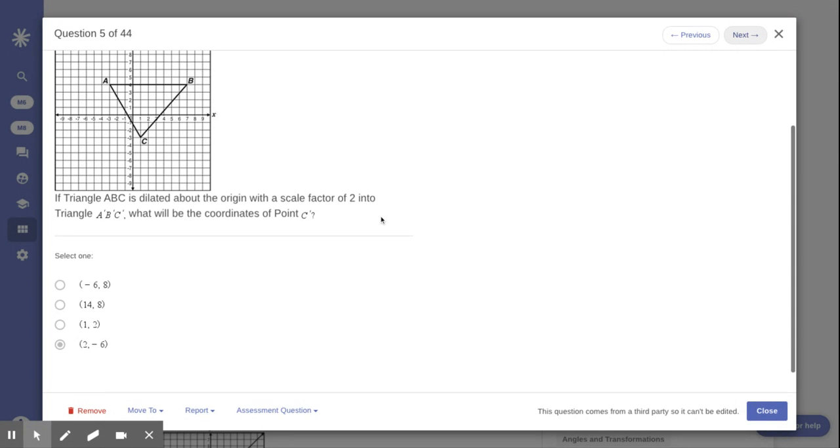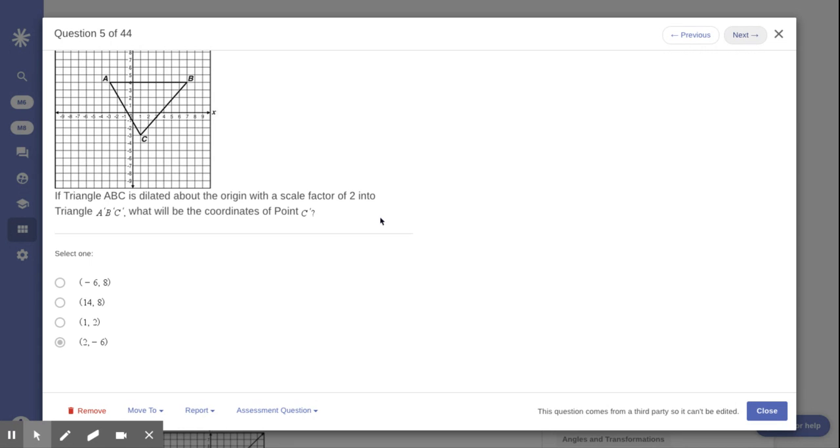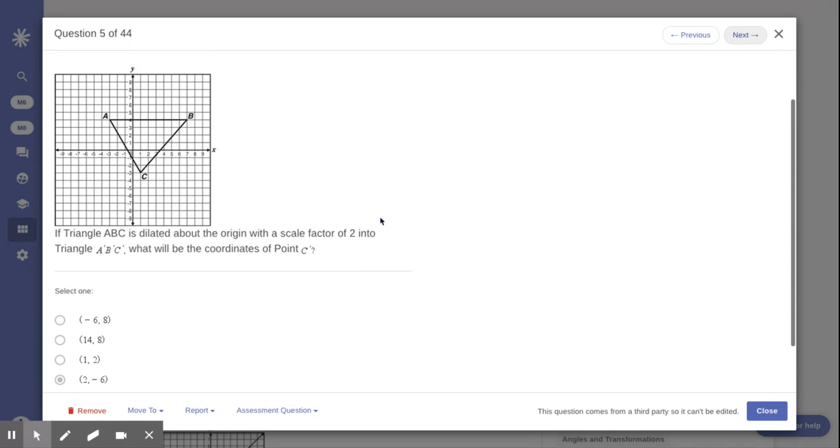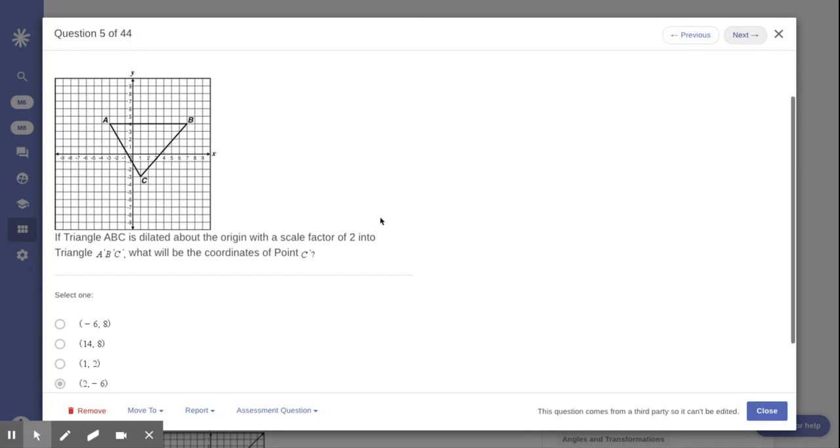Okay, and let's see, I'll give you 2 more questions. And I'm going to do the first objective today and the second objective tomorrow. Okay, triangle ABC is dilated about the origin with a scale factor of 2 into triangle A'B'C'. You see those little marks? That just means it's a new triangle.